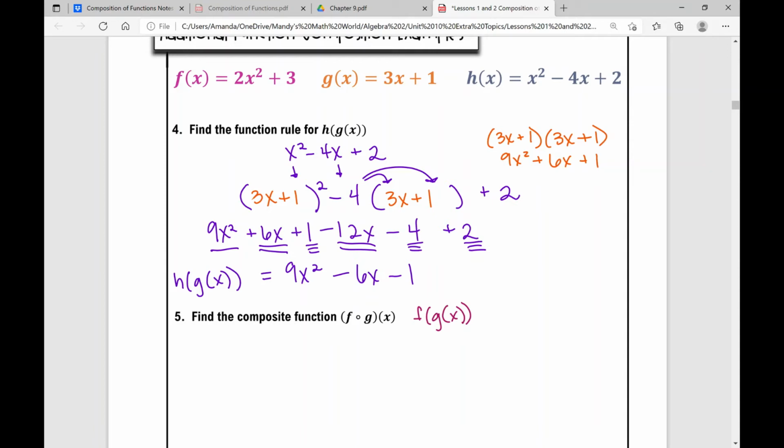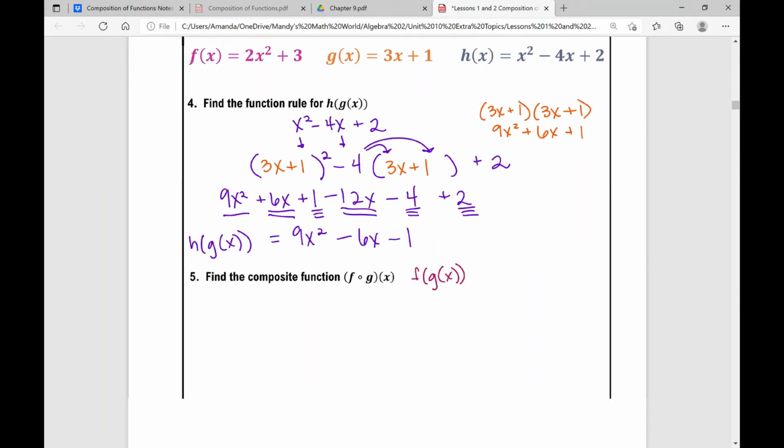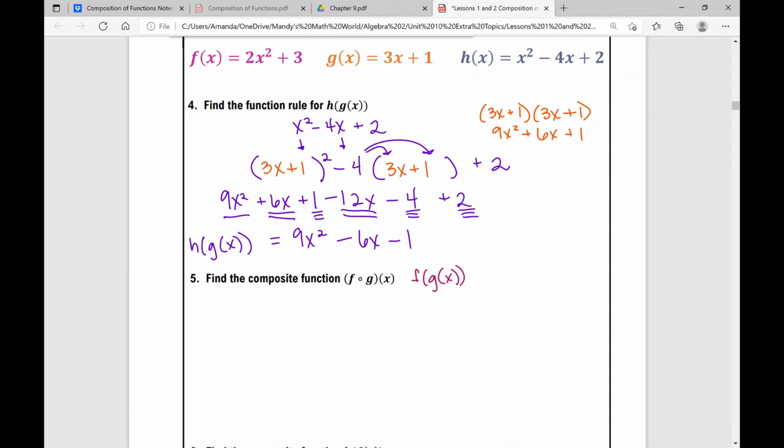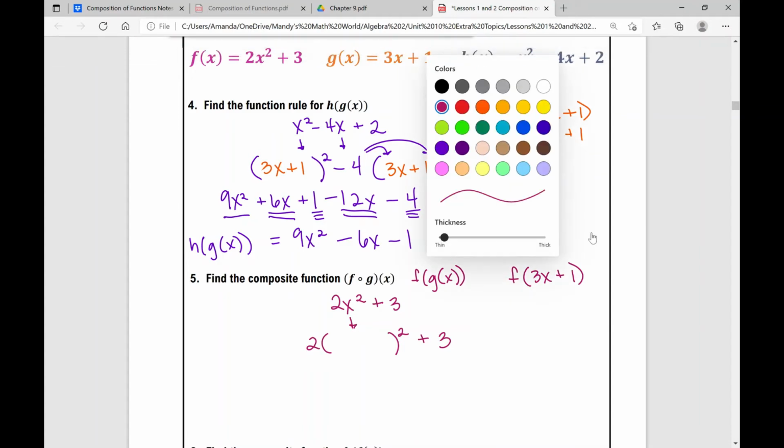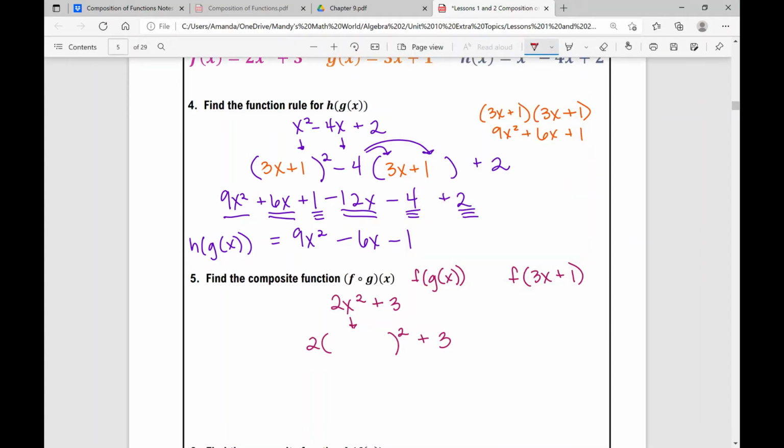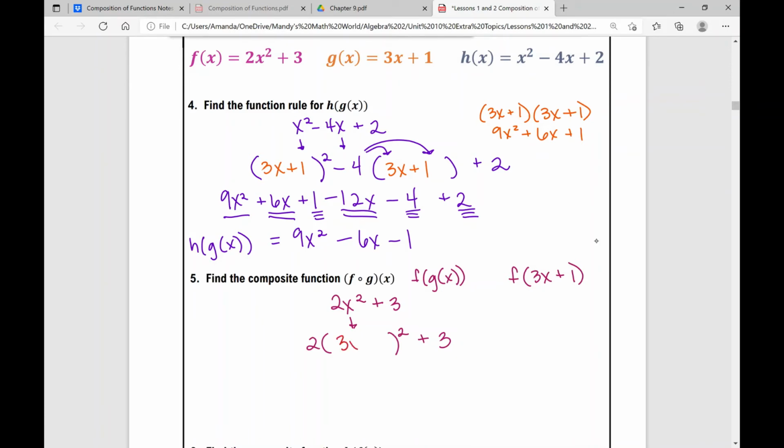So what are we going to do? Let's write that outside function first. And remember, you also might see people work this out. F of g of x, okay, that's going to be f of 3x plus 1, right? Because that's g. So f of g of x. F of x is 2x squared plus 3. And I'm going to replace x with parentheses. Don't forget to square it. Okay, what am I replacing x with? I'm replacing it with g of x, which is 3x plus 1.